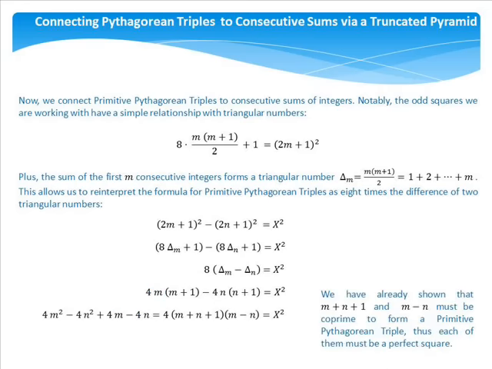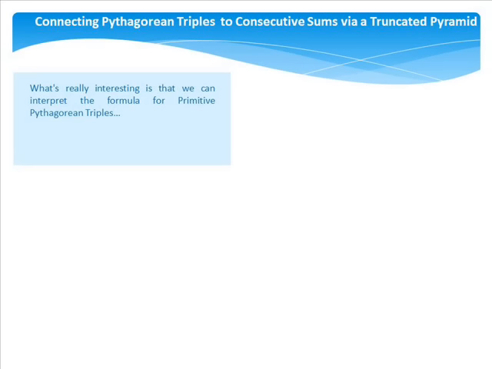We have already shown that m plus n plus 1 and m minus n must be coprime to form a primitive Pythagorean triple. Thus, each of them must be a perfect square. This highlights the equivalence of our approach. The fact that the difference of two odd squares is equivalent to 8 times the difference of two triangular numbers, which must be an even square to satisfy the conditions for a primitive Pythagorean triple. What's really interesting is that we can interpret the formula for primitive Pythagorean triples as a partition of a consecutive sum of integers into two parts.